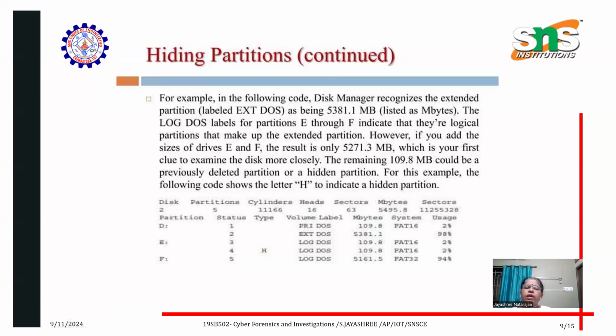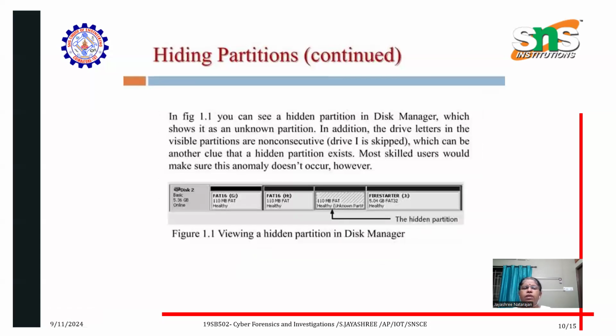The remaining 109.8 MB could be a previously deleted partition or a hidden partition. For this example, the following code shows letter H to indicate a hidden partition. Right, so look into this.